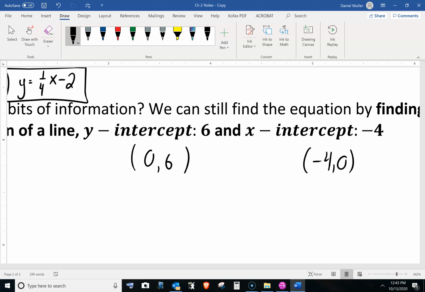So when it says y-intercept, remember x and y, the y part is 6, but the x is 0.